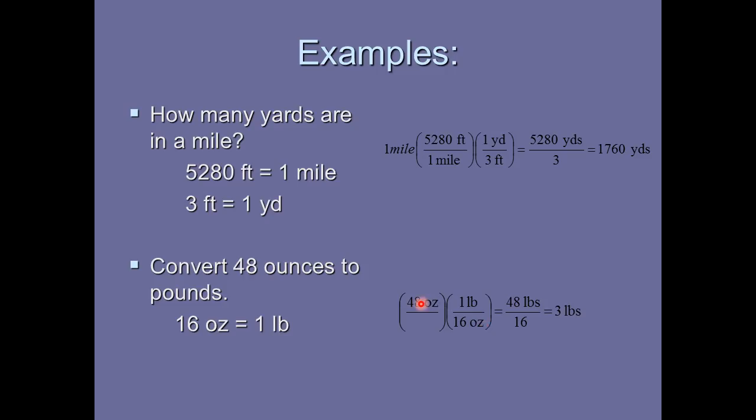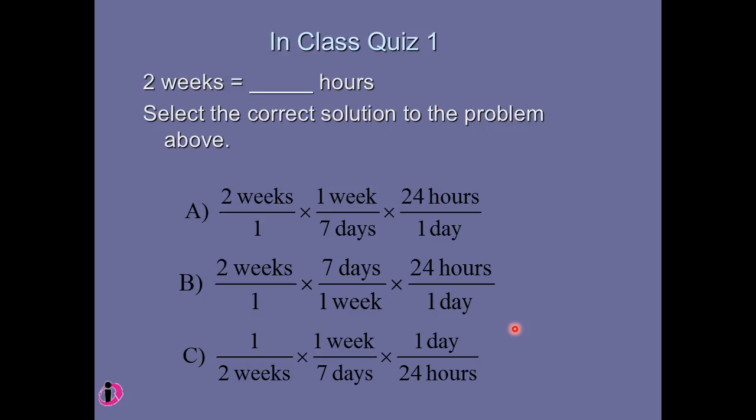Now if you do the math, 48 times 1 is 48. At the bottom you have 16. If you cancel this, you'll be left with only 3 pounds. Let's try a couple of quiz questions here.